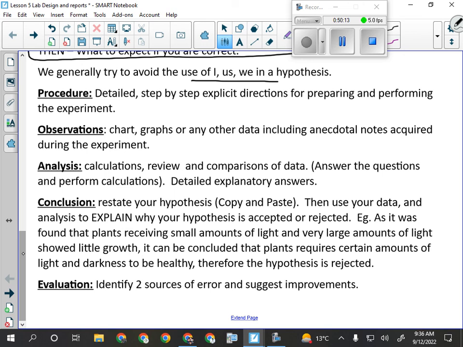Then I move to my conclusion. Okay? In my conclusion, I would copy and paste my hypothesis. Okay, and that's what I would expect you to do in your lab report when you hand it in. Go back up to hypothesis, copy it, paste it down here.